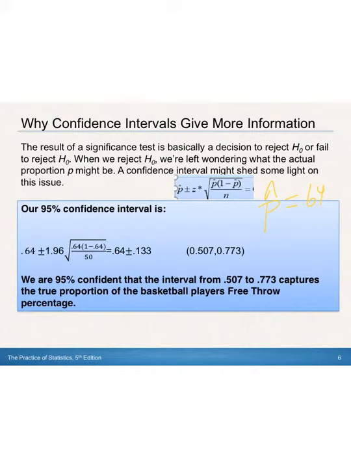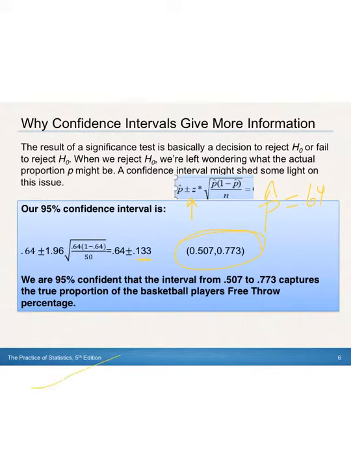Then we take our p-hat and our z for that confidence level, and we're going for 95%, so that's 1.96. Then we run our standard error formula, and we end up with a statistic plus or minus 0.133, which is the margin of error. And remember, we can write our intervals in parentheses like that. Then we're done. We can also communicate our conclusion, which is we're 95% confident the interval from 0.507 to 0.773 captures the true proportion.